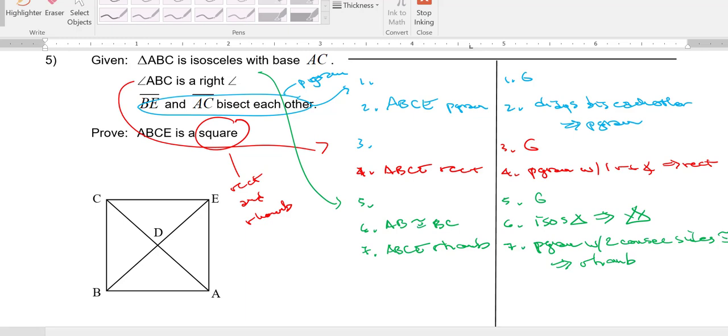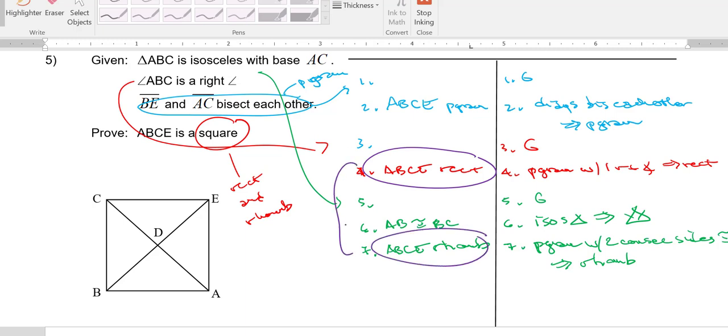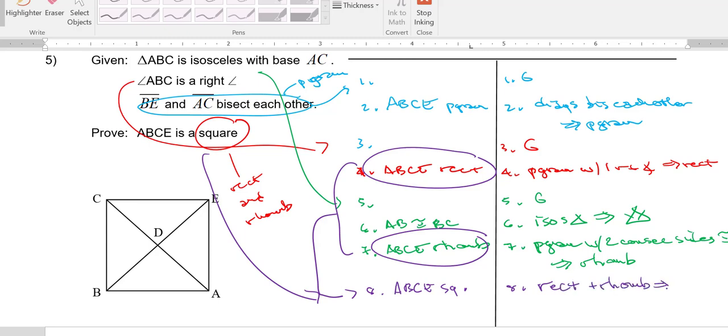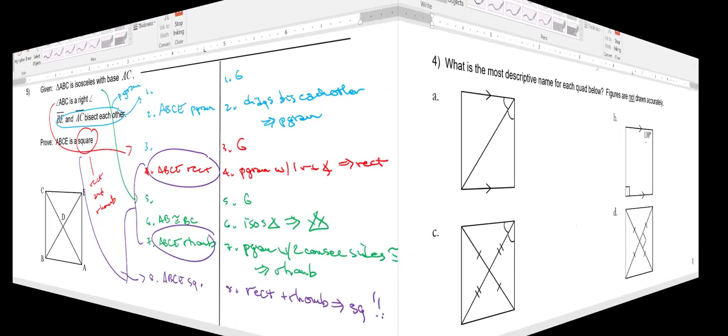And now, because I got this step and this step, I can now go down and say that this is true, that ABCE is a square, rectangle plus a rhombus means you have a square. Okay, so that's what the proofs look like in this section. We're going to move on now to trying some of the squares.